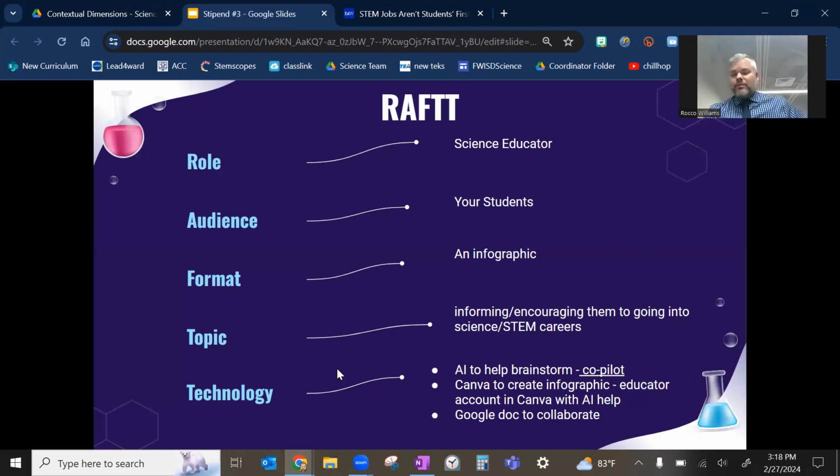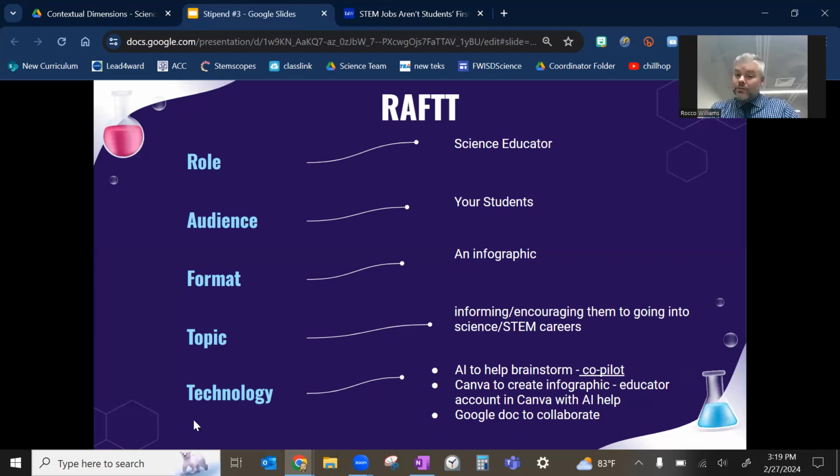So in this activity, the role that we took on, I had the teachers sitting in groups by content. So all the chemistry teachers sat together, all the physics teachers sat together, grade levels 6, 7, 8 sat together, all that stuff. So their role was as science educators. Their audience was their students. The format was to create an infographic. And the topic was informing and encouraging their students to go into science or STEM careers.